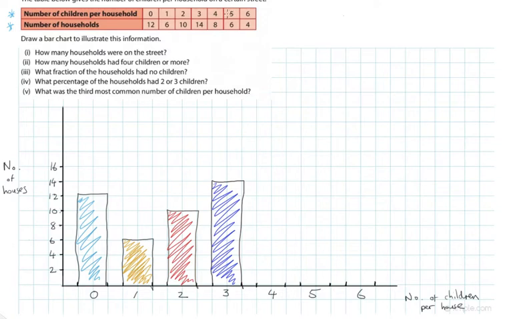All right, now 4 kids. How many households had 4 kids? 8. So we go up to 8 and across and down. What color will we do this in? We'll do this in green.